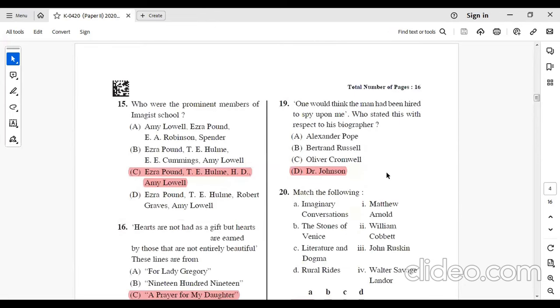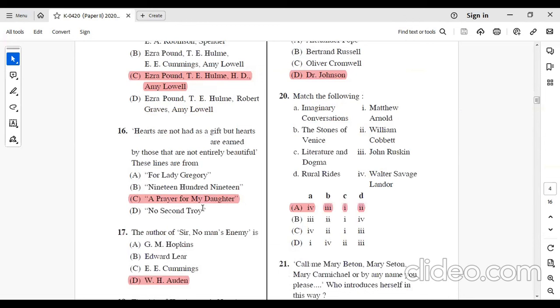Now, question number 15. Imagist School. Which are the authors that belong to the Imagist School? Ezra Pound, T.E. Hulme, H.D., Amy Lowell. These are the authors who belong to the Imagist School. Then question number 16: hearts are not had as a gift, but hearts are earned by those that are not entirely beautiful. These lines are taken from W.B. Yeats' famous poem, A Prayer for My Daughter.